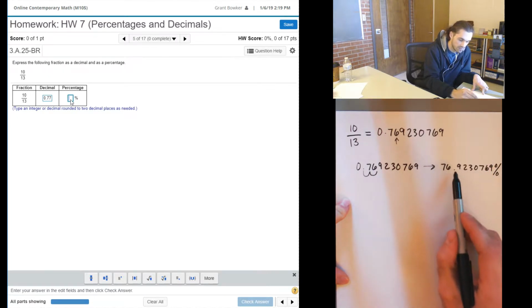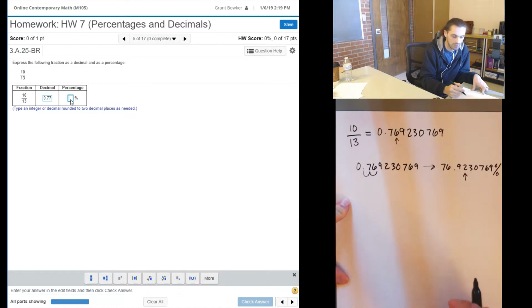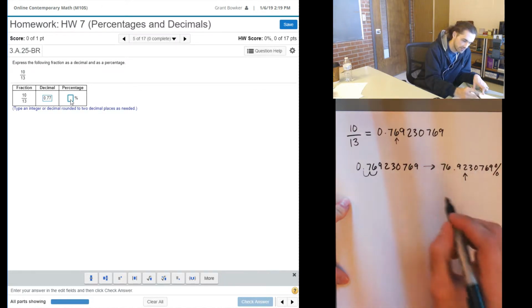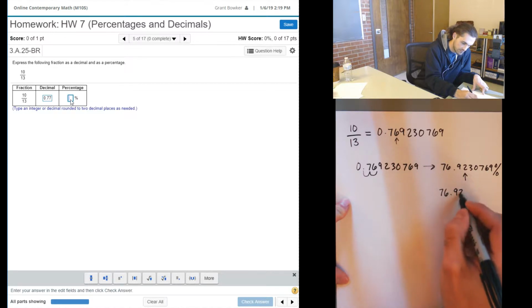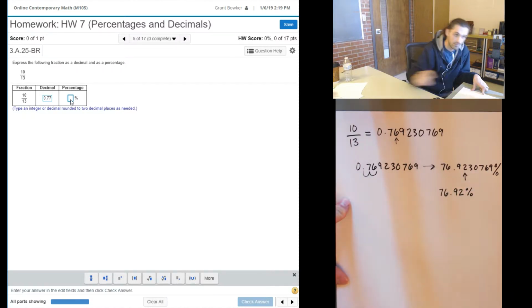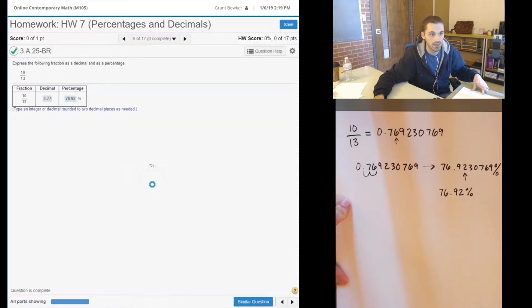Well, we want to round this percentage to 2 decimal places. Here's our second decimal place of the percent. 3 is not enough to round up the 2, so it'd be 76.92%. 76.92% is already there. Moment of truth. We got it. All right.